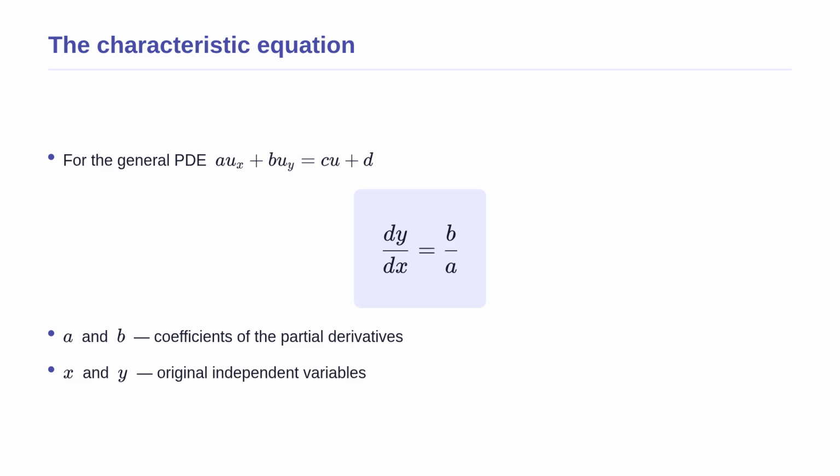By solving this ordinary differential equation, we find a family of curves. If the coefficients increase or decrease, the slope of these characteristic curves changes, altering the path along which information travels in our physical system.